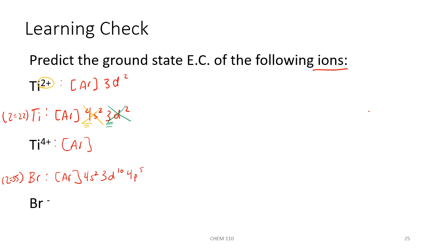So bromine is a halogen, and our halogens gain 1 electron. When we add electrons, we're going to add electrons to the highest value of n in the orbital that can accept more electrons. So that's going to be our 4p. Right now we only have 5 electrons. We're going to put 1 more in there. So our configuration for bromide will be [Ar] 4s2, 3d10, 4p6. So we added 1 more electron to that 4p subshell.